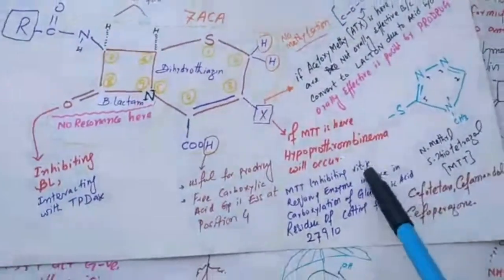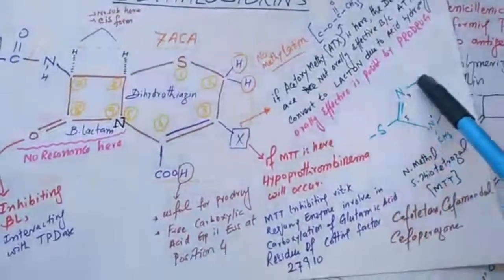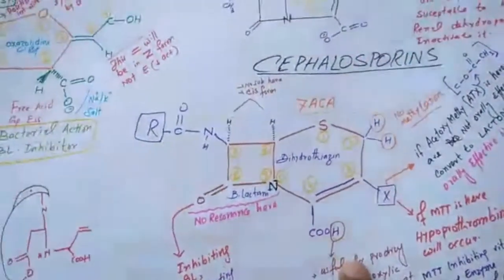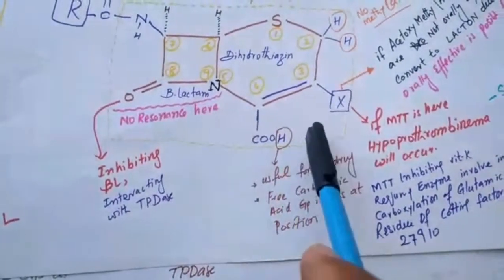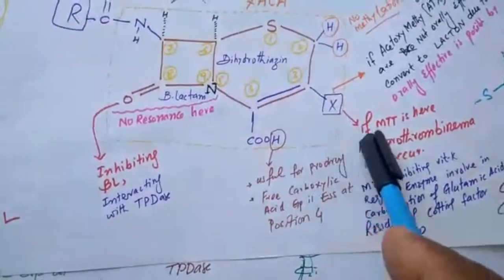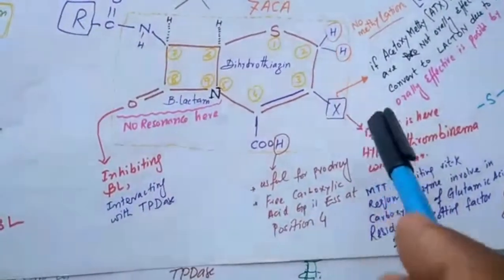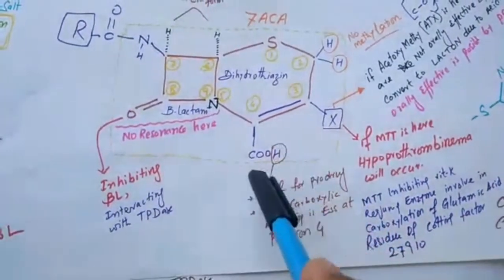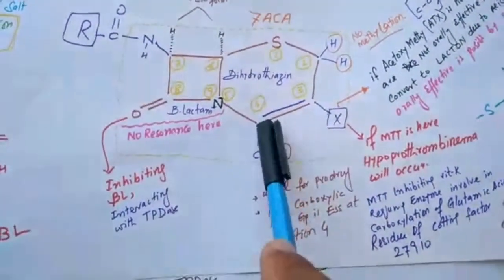But not all cephalosporins, only those cephalosporins which have this MTT. This carboxylic acid must be free. This is useful for prodrug formation. This hydrogen is replaced by a long chain fatty acid to form a prodrug. This group is also essential at position number 4.